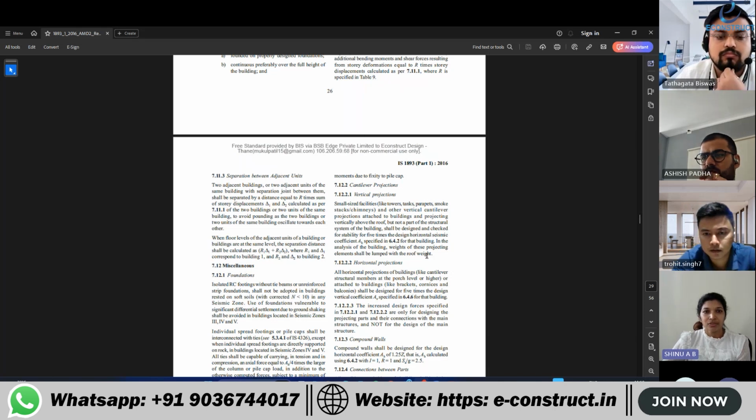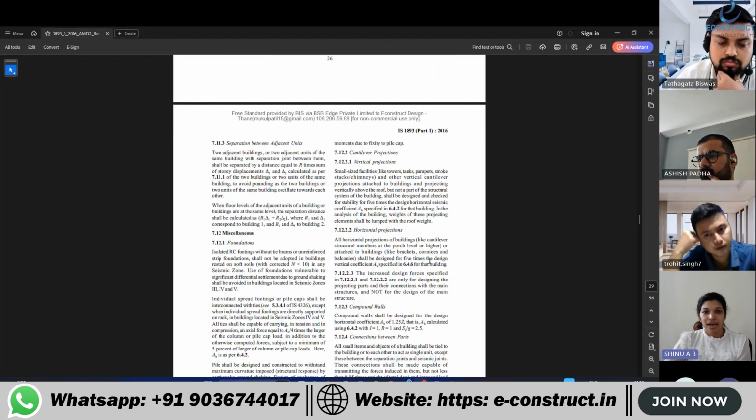When floor levels of the adjacent units of a building or buildings are at the same level, the separation distance shall be calculated as R1 delta 1 plus R2 delta 2, where R1 and delta 1 correspond to building 1 and R2 and delta 2 to building 2.